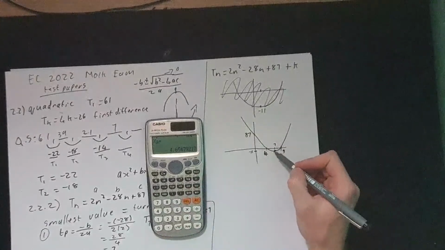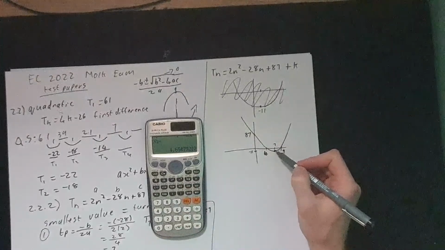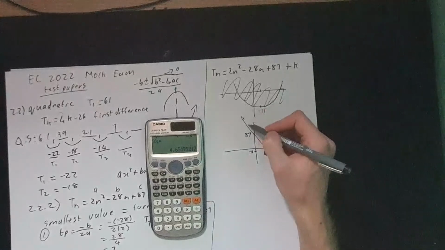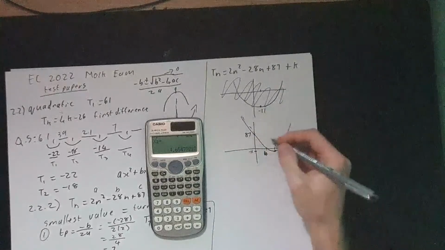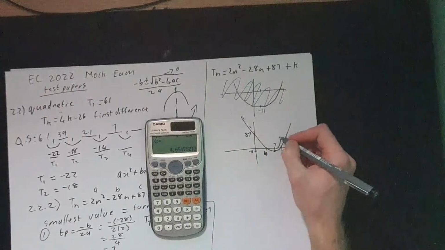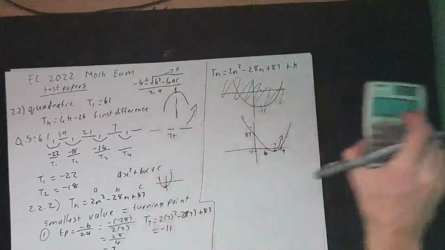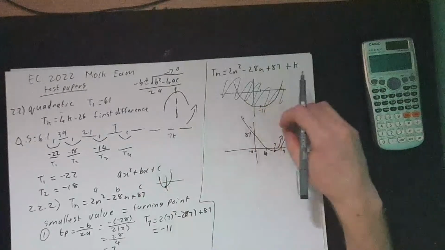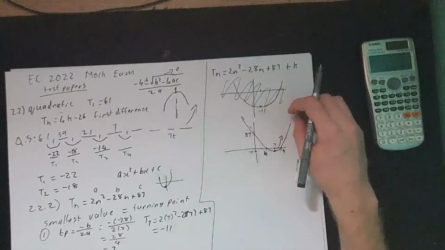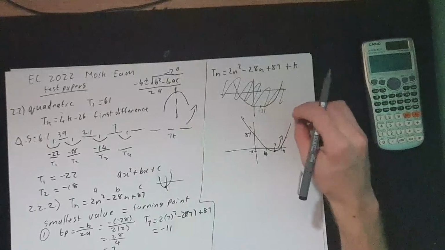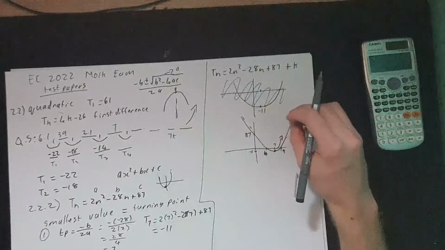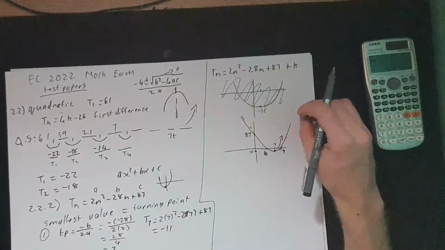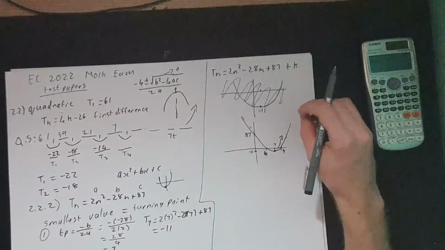So if we look here, after my turning point, everything's coming down, so it's decreasing, decreasing, decreasing, and after my turning point, I then have an increase in my function, and that's essentially what we're looking for. When will this start becoming positive values again? So the question says, consider a constant k is added to Tn such that all of the terms of the quadratic number pattern become positive.